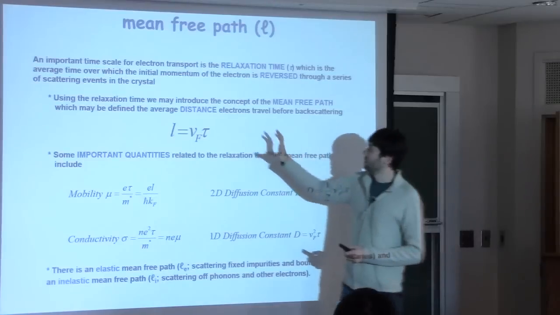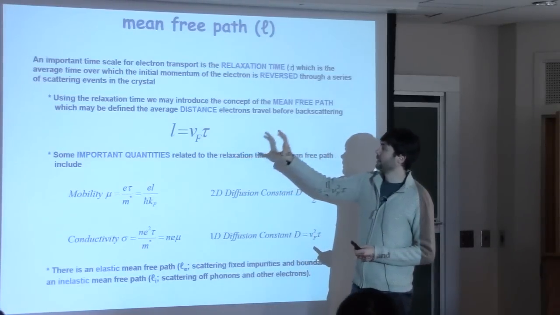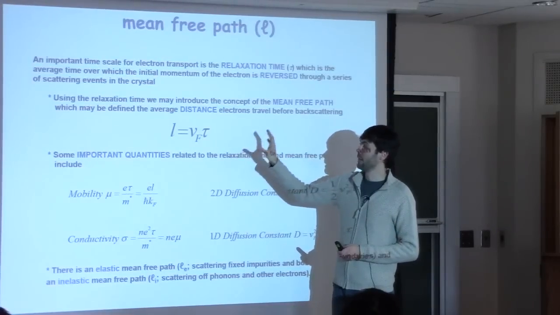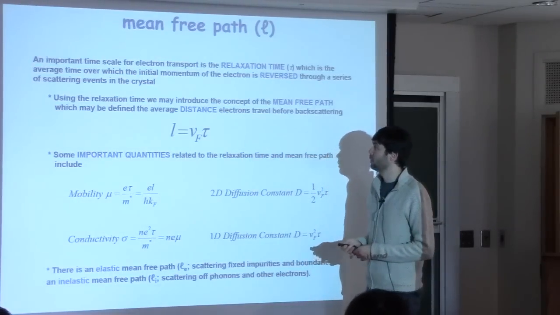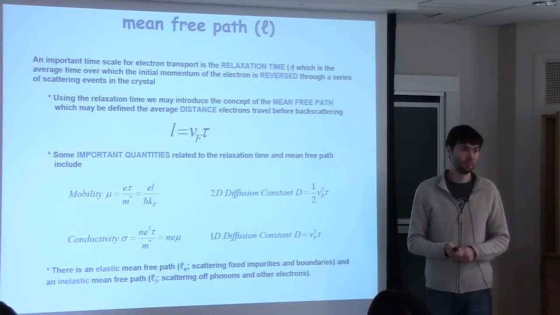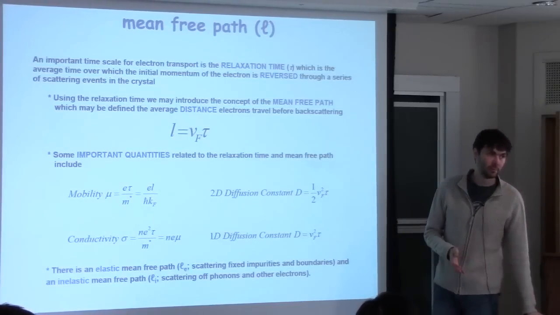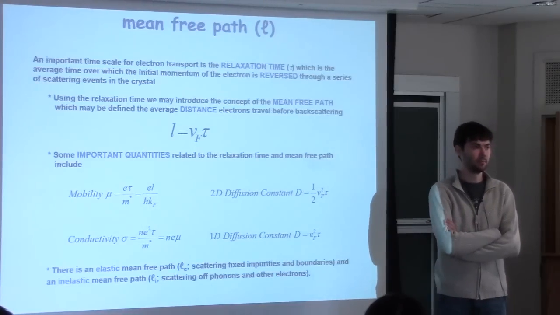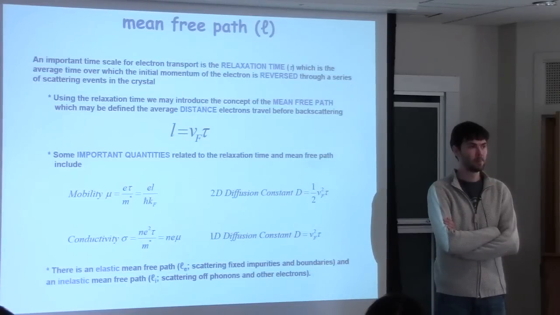So the mean free path is determined by when the momentum is randomized. It's also sometimes called the momentum relaxation length. So does it mean that in a nanowire system or low dimensional system, if you reduce the dimensions, you can increase the mean free path? Sometimes you can, and sometimes you can't.